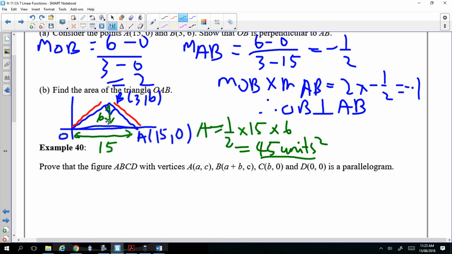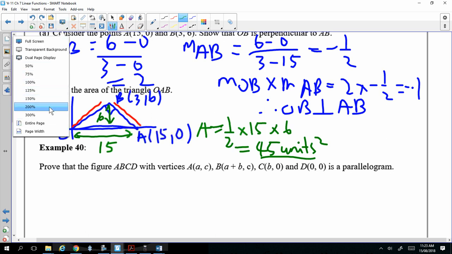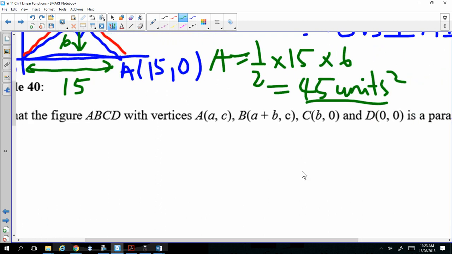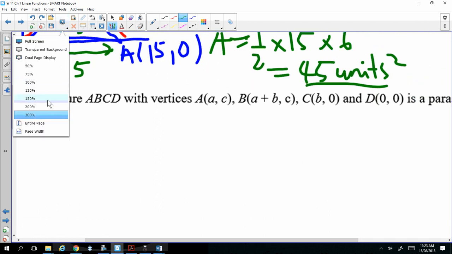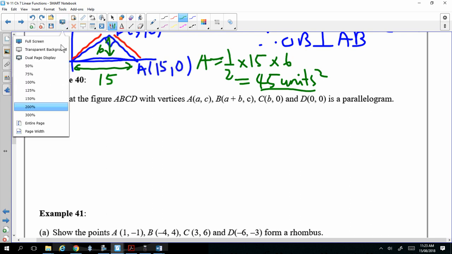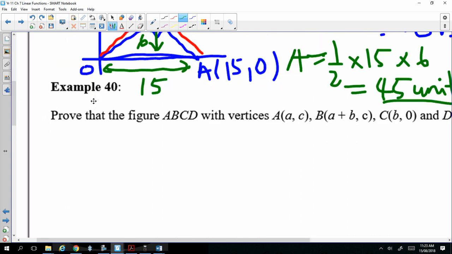Prove the figure is a parallelogram. Remember the test for a parallelogram? What was the test again? Who can tell me what the test is? How do I prove the diagonals bisect each other? The midpoints are equal. But which midpoint do we find? The diagonal, right? So how do I know which diagonal? A and B must be next to each other, so AC must be opposite to each other. So you find the midpoint of AC without even drawing. You go A plus B over 2, C plus 0 over 2, which you just leave as A plus B, and C over 2, right?